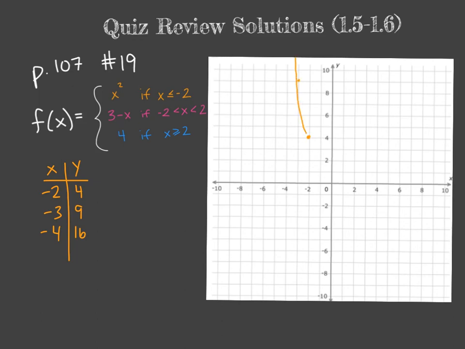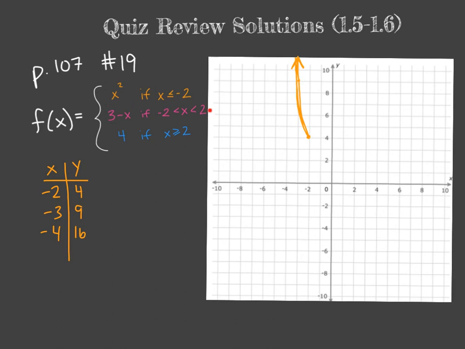And again, this is the parabola that looks just like this. And it's only a part of it, right? So the parabola goes like this. But we only want the piece of it to the left and including -2, right there.